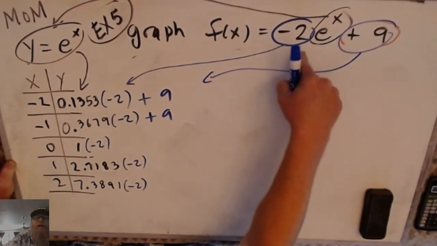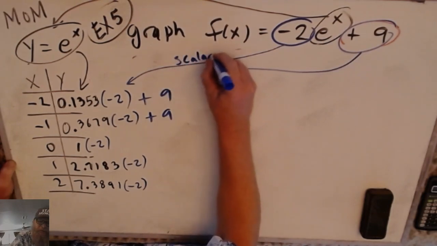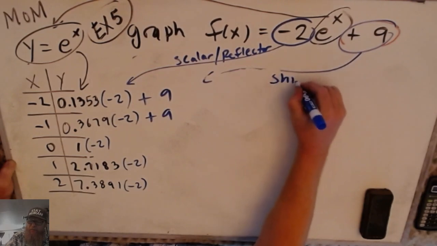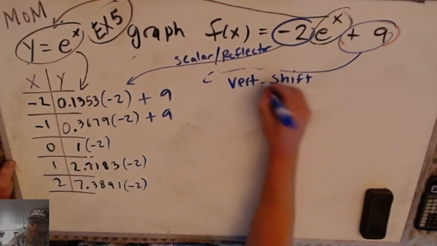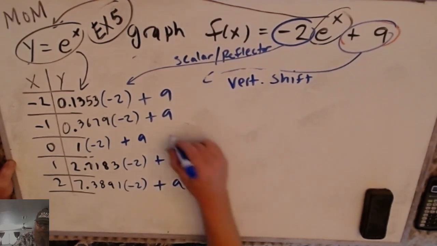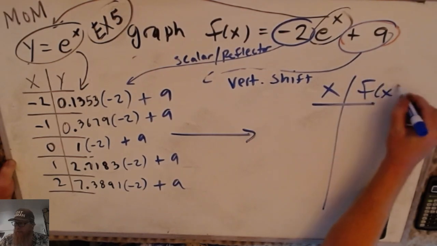Remember, you multiply your scalar and your reflector first, and you do your vertical shift last. And then we send it through the transformation.